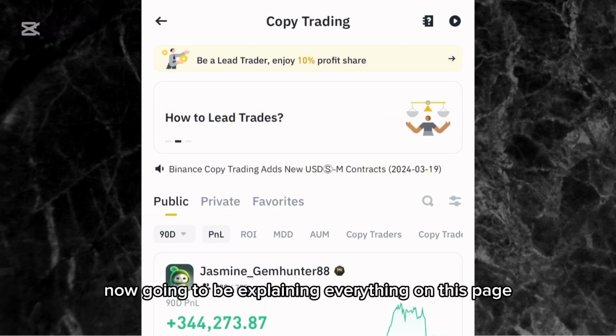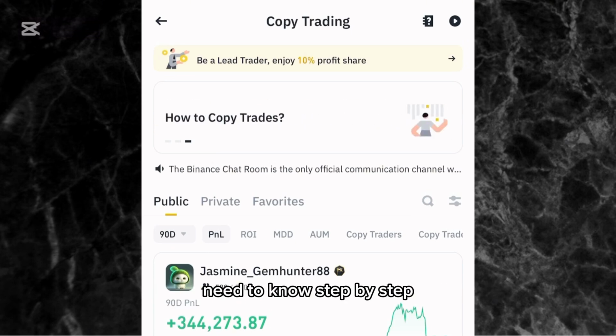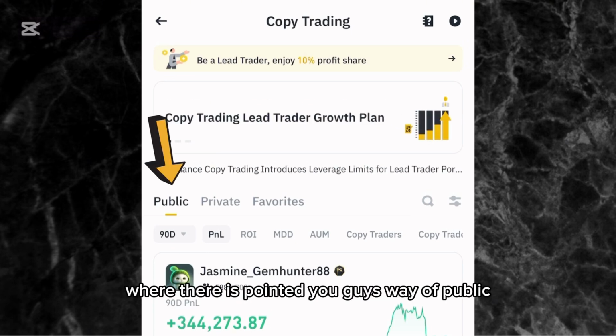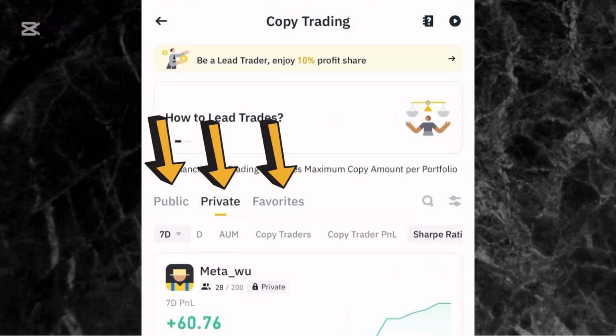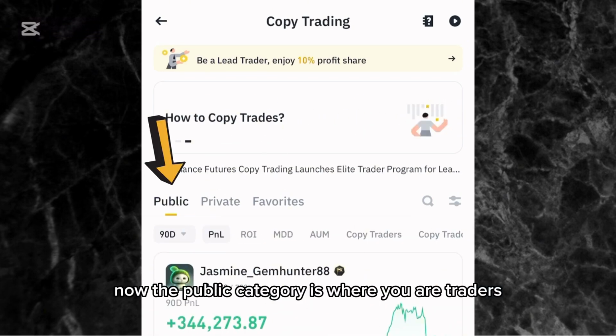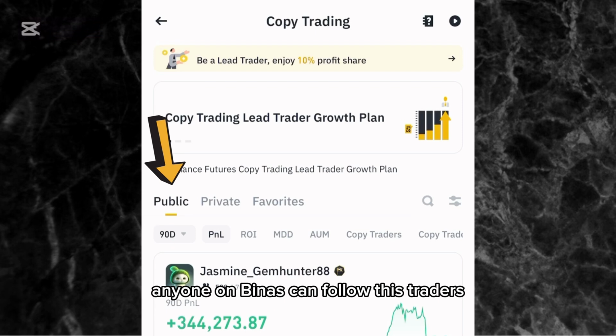Now I'm going to be explaining everything on this page, how to copy a trader and everything you need to know step by step. Now you can see right here where the arrow is pointing to, you can see where you have public, where you have private, and where you have favorite. Now let's start with public right here. Now the public category is where you have traders that anybody on Binance can follow. Anyone on Binance can follow these traders.